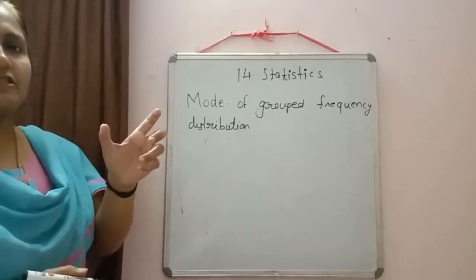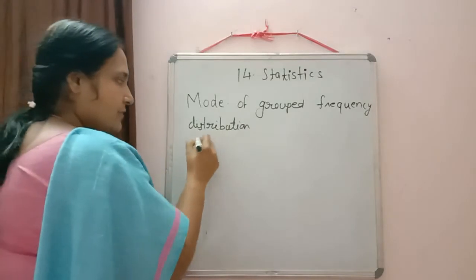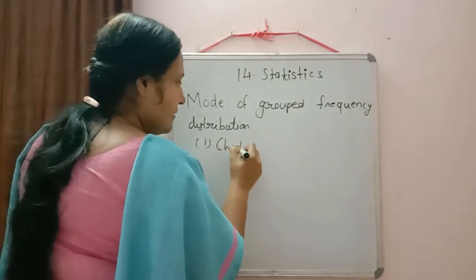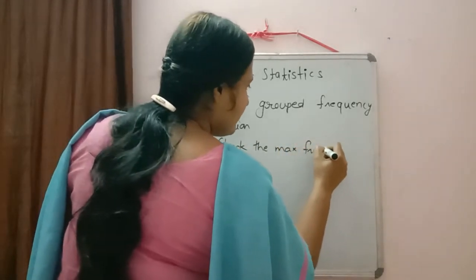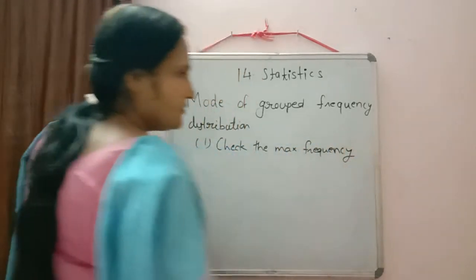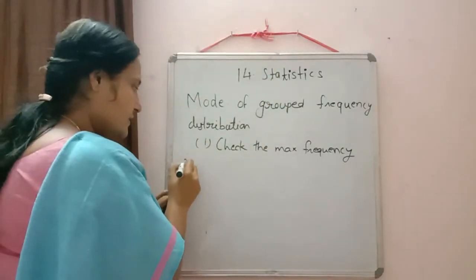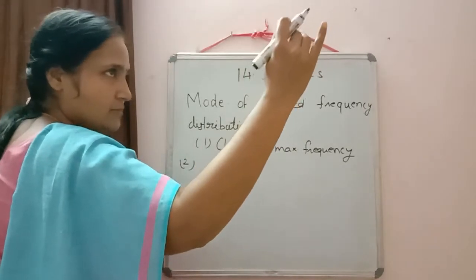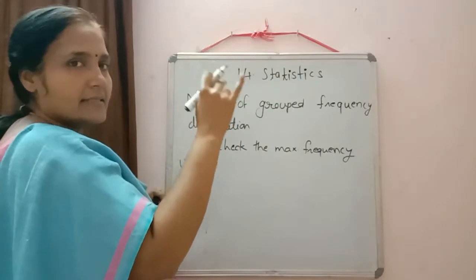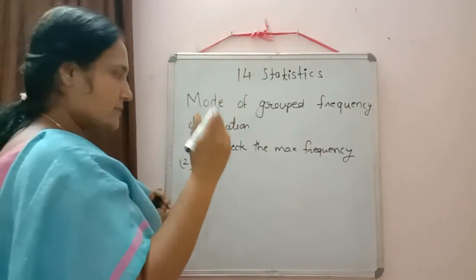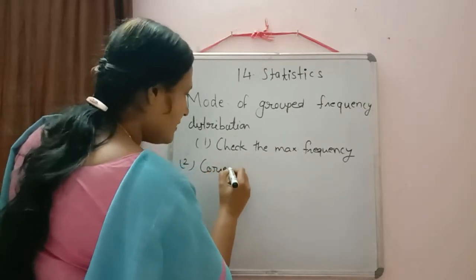So first you have to check the maximum frequency. Now write down the step there. First, check the maximum frequency. First we will check whose frequency is maximum. So corresponding to that maximum frequency, what is the class interval? That class interval is called the modal class. So just write down there: corresponding class interval.